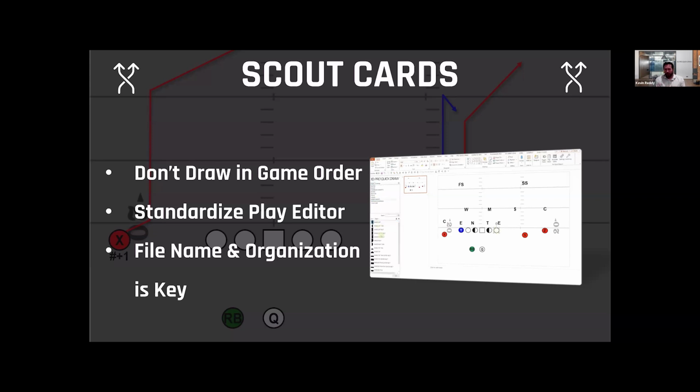So if you're going to draw red zone cards, don't draw that card while it's in game order and put it in a red zone bucket. Make a cut-up, draw the red zone, draw them, put them in a folder.